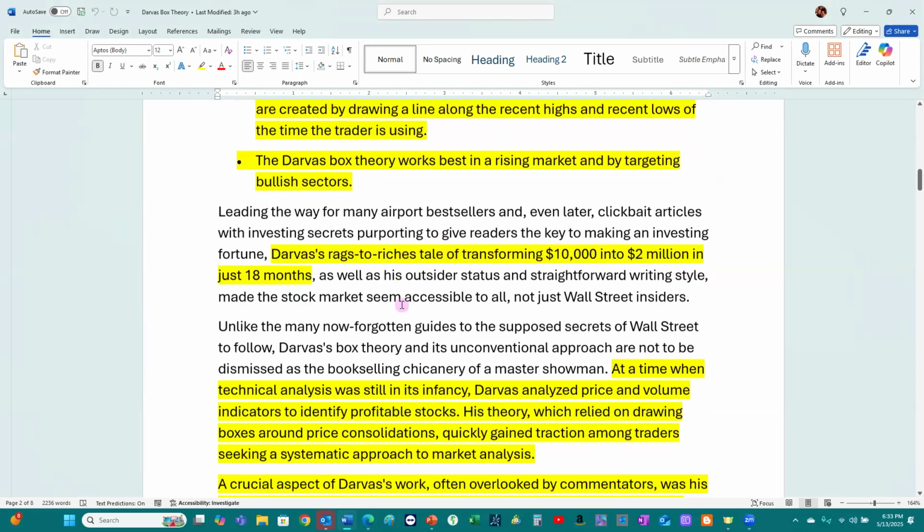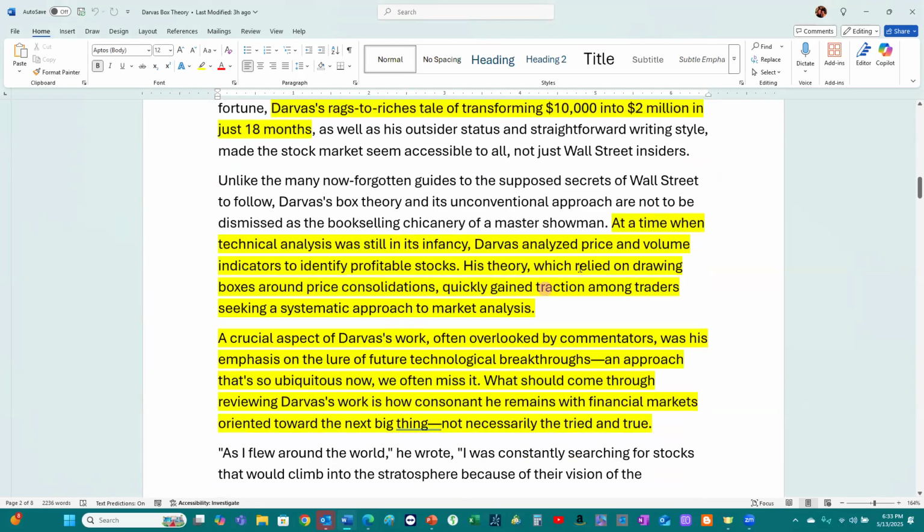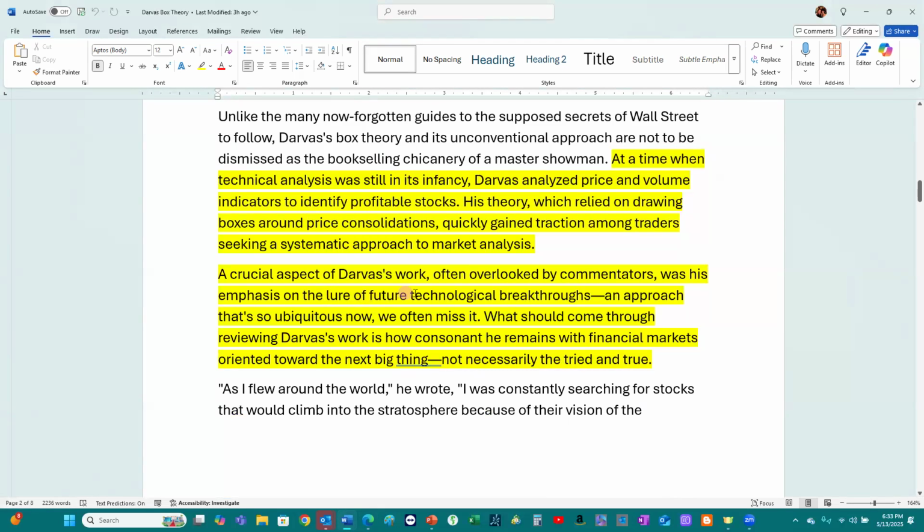Transforming 10,000 into 2 million, that's laid out in his book. At a time when technical analysis was still in its infancy, his theory, which relied on drawing boxes around price consolidations, quickly gained traction among traders. A crucial aspect of his work, often overlooked by commentators, was his emphasis on the lure of future technological breakthroughs, an approach that's so ubiquitous now we often miss it. What should come through reviewing Darvas's work is how consonant he remains with financial markets oriented toward the next big thing, not necessarily the tried and true.